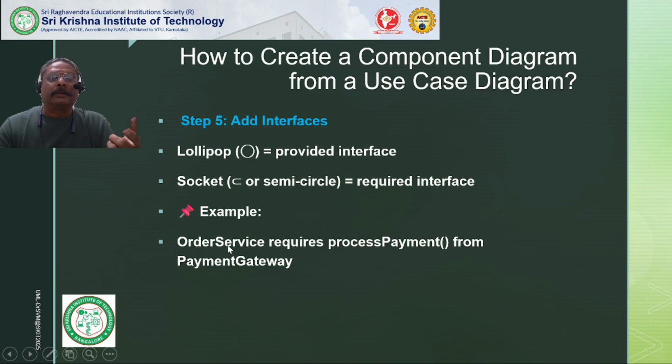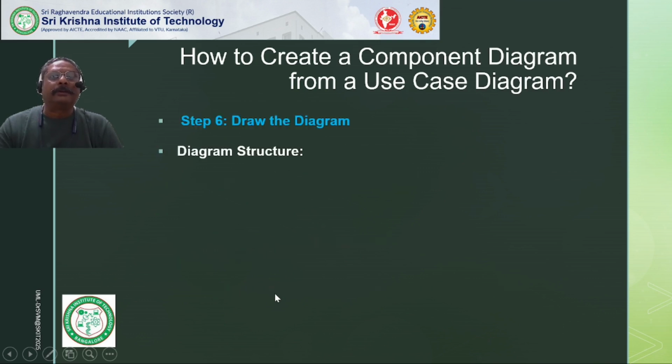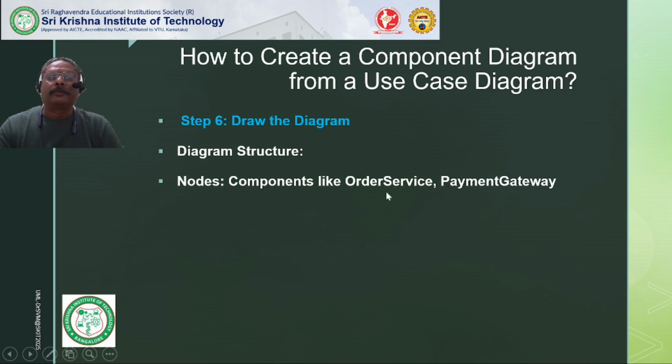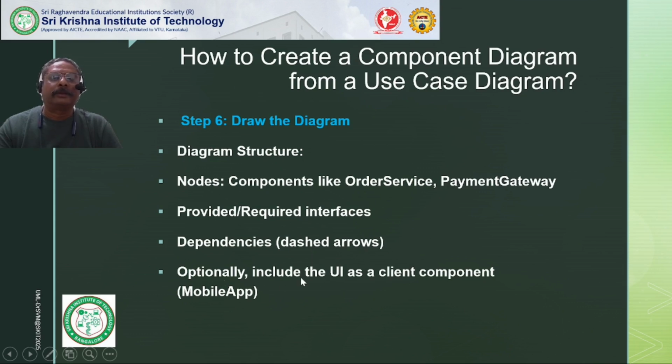So from the order service we have a lollipop, so that it provides the service, and the gateway is receiving the service. So we have a semicircle at the gateway side. So the next step is to draw the diagram. So nodes are components like the order service, payment gateway and all that, then provided and required interfaces, then draw the dependencies, that is the dashed arrows, and optionally include the UI as a client component.